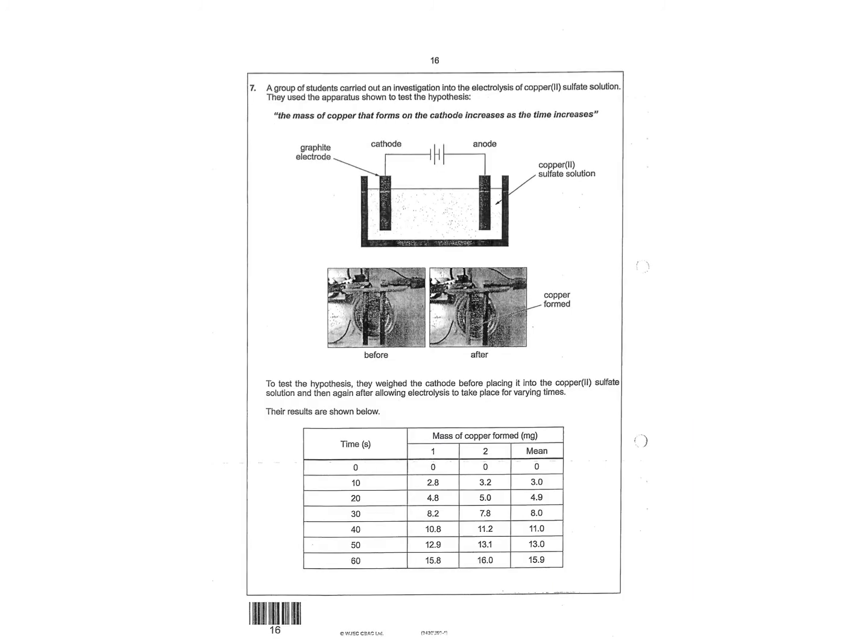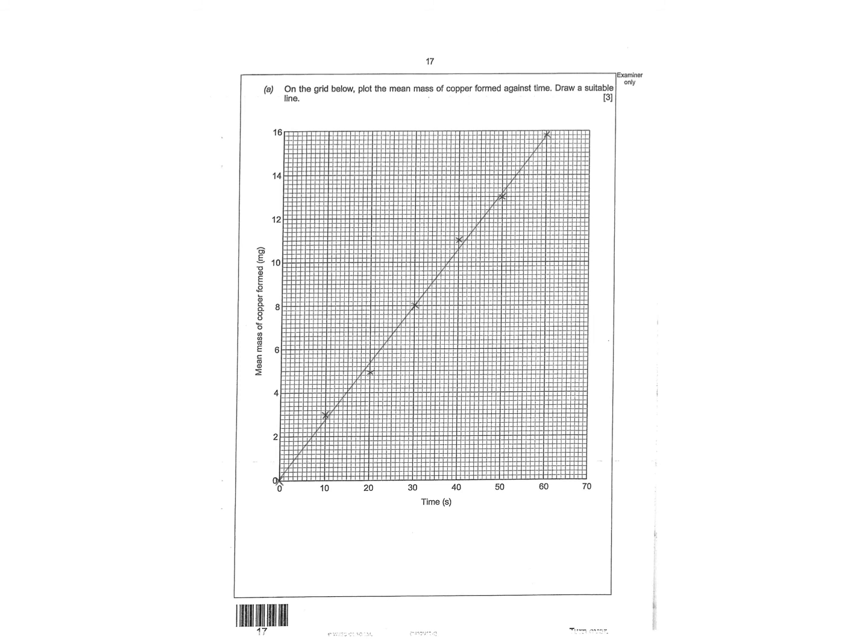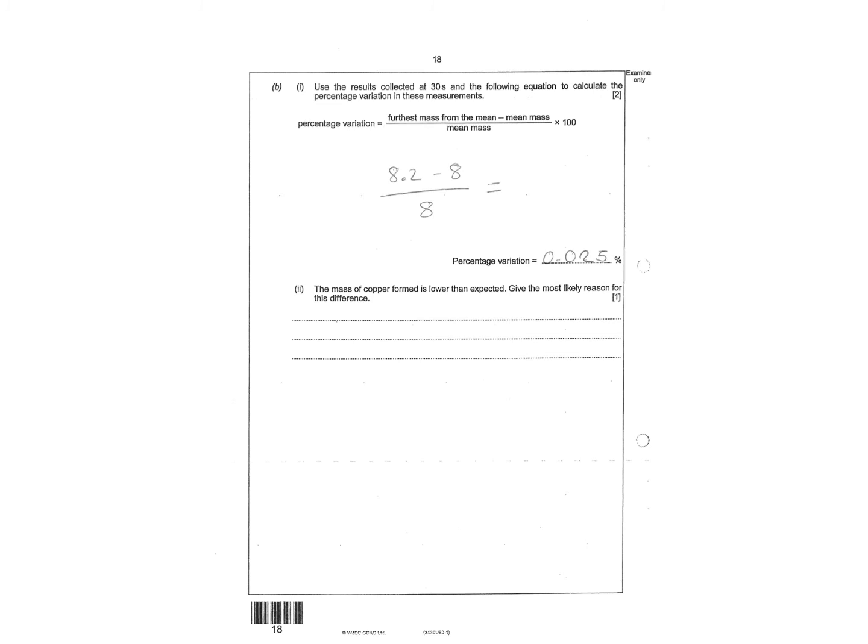Next question then, looking at electrolysis. Nice graph to plot, a single line. Draw a suitable line. Remember, if it's a suitable line, you can still draw a curve. Just because it says line doesn't mean you can't draw a curve, but this one was a straight line. Then it says furthest from the mean: take away the mean mass, divided by the mean mass. You could have done it with 7.8 as well. It didn't matter, each value would end the same, but you could have got minus 0.25 the other way.